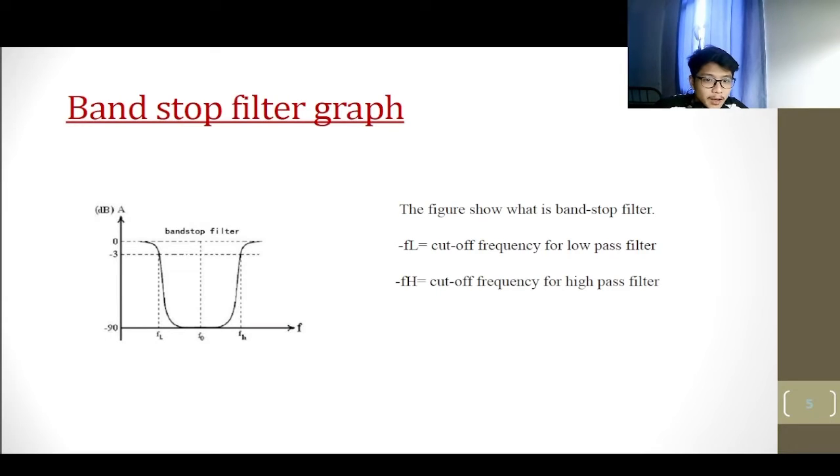Okay, this is the band stop filter graph. The figure shows the band stop filter, and then negative FL is the cut-off frequency for the low pass filter. Negative FH is the cut-off frequency for the high pass filter.